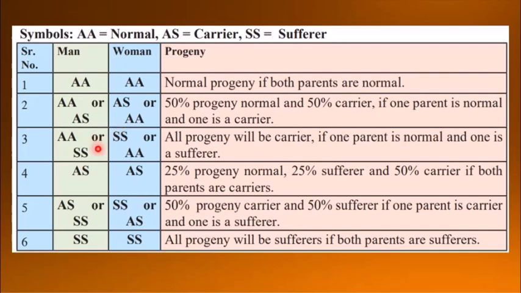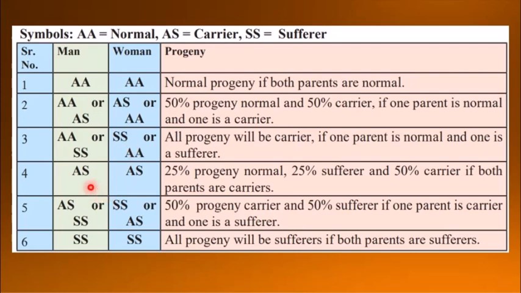If one of the parents is a sufferer, that is, either the man is a sufferer or the woman is a sufferer, then all their progeny will be carriers because one is a sufferer. So even if the female is normal and the man is a sufferer, all of their children can get the gene for carrying the disease.